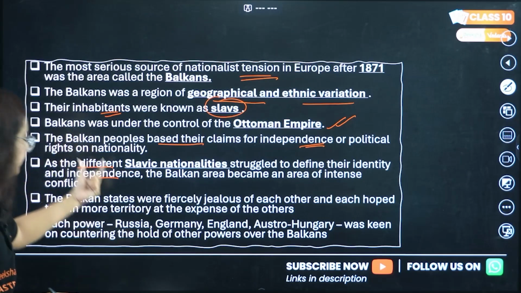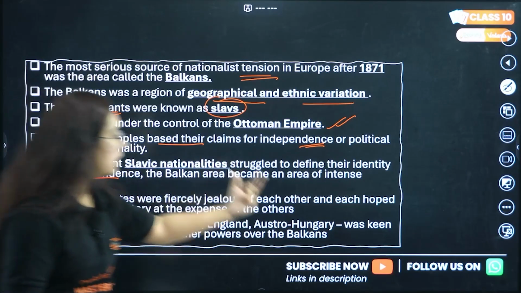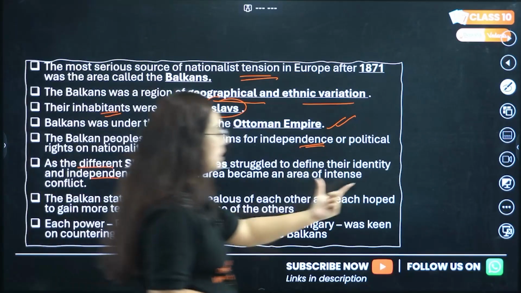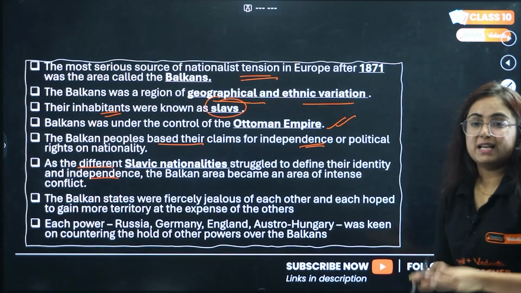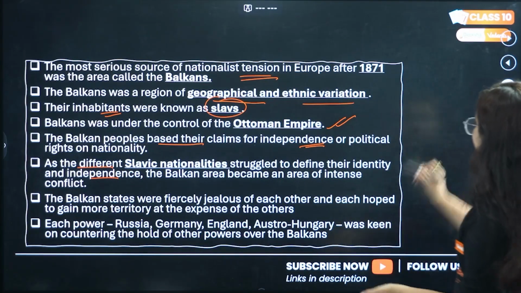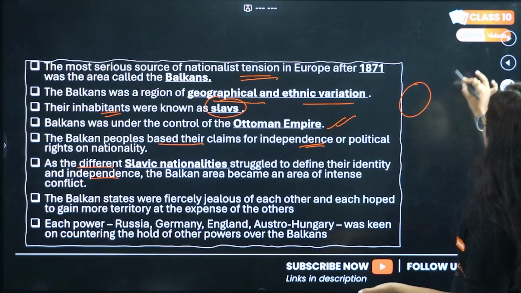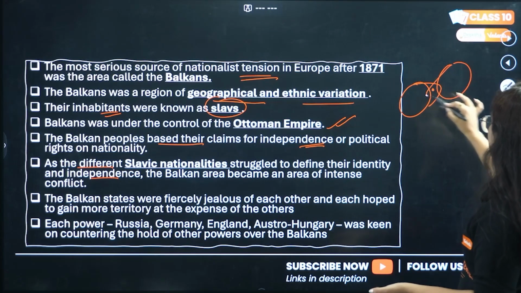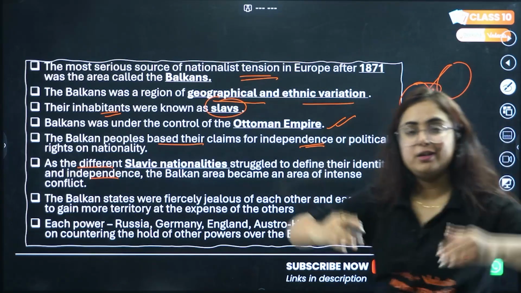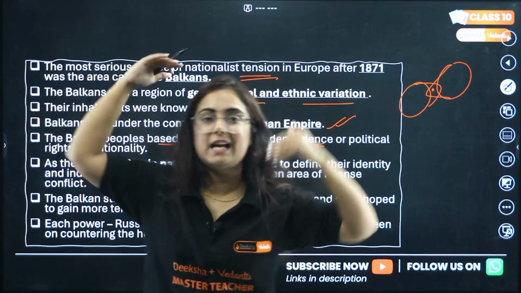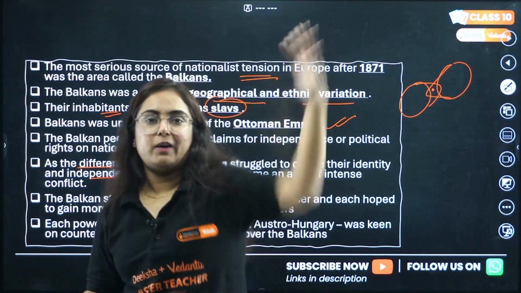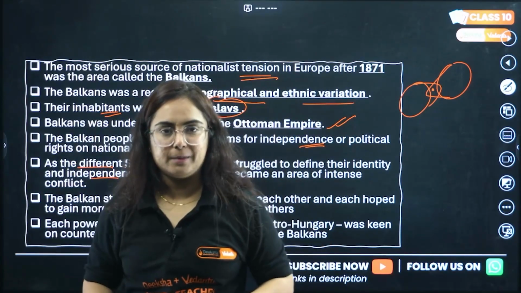So, as the different Slavic nationalists struggled to achieve their independence, the Balkan area became a place of intense conflict. Why? Let me tell you. For example, here is one territory, here is one territory, there is a region. They both are claiming, acha, this is mine, because everyone wants more territory at the expense of others. This is what is happening in the world right now. Our neighbor is fighting with us. Why? Because of a territory.